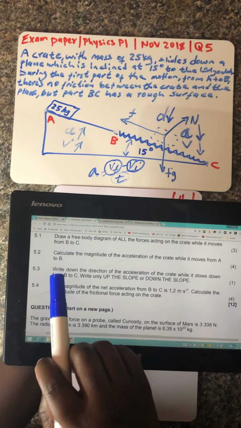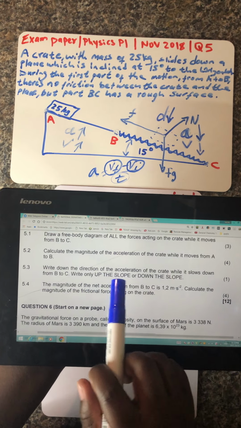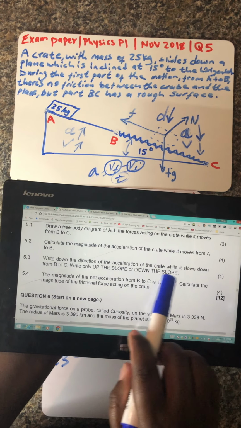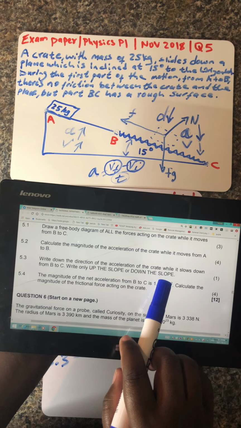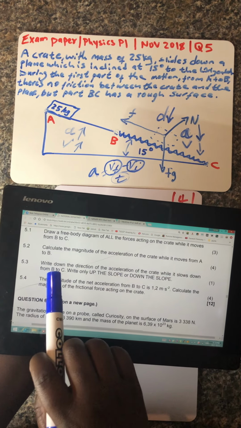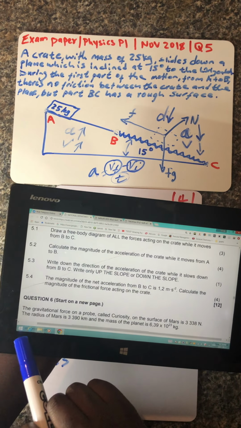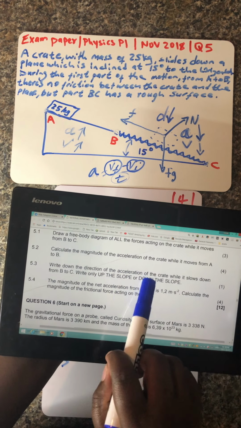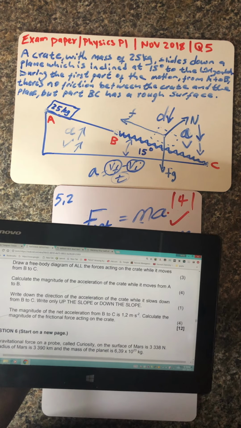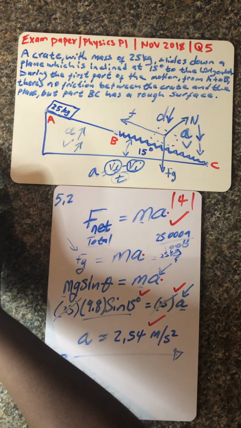I assume at this stage you fully understand. So now they just want you to write down the direction of the acceleration, and you just write only up the slope or down the slope. In which direction? If you say down the slope, it means this object is increasing as it moves from B to C. But if you say up the slope, it means this object, its acceleration is decreasing as it moves from B to C. Okay, so that obviously means the answer to this question is up the slope. I hope you fully understand.